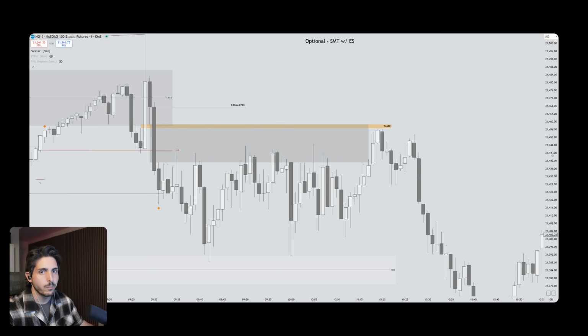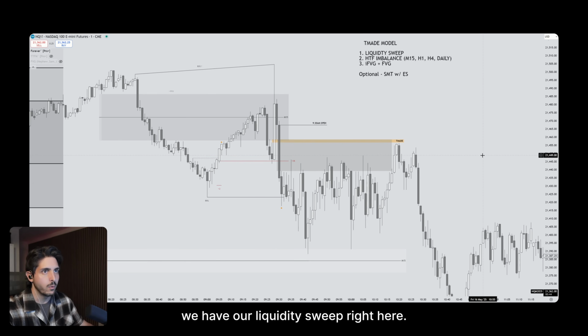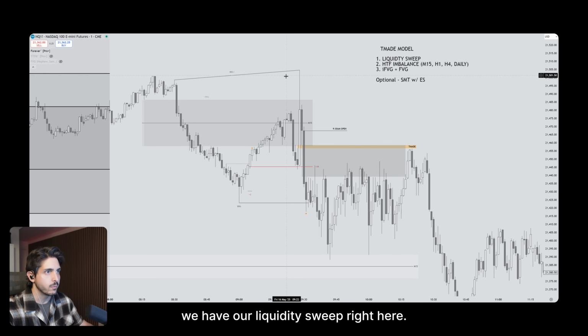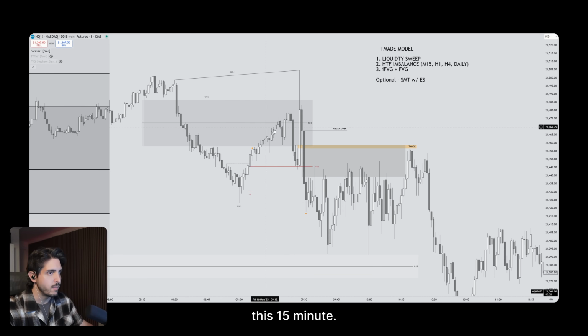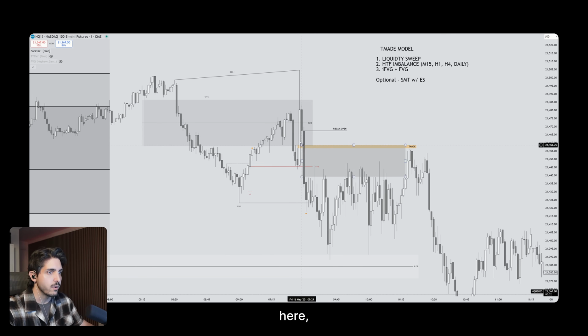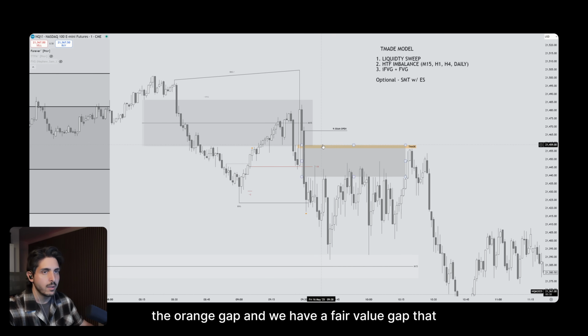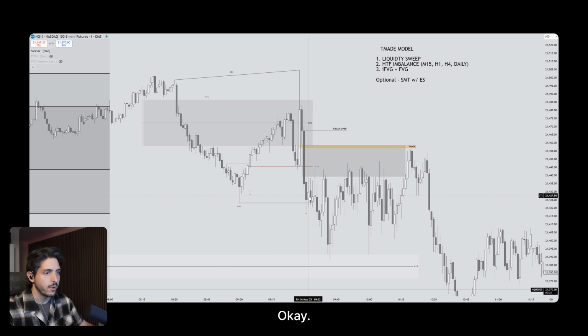So now we have our liquidity sweep right here. The high is taken. We have our higher time frame imbalance, which is this 15-minute. We are not closing above. And we have our inversion fair value gap right here, the orange gap. And we have a fair value gap that gets created on the displacement back down.